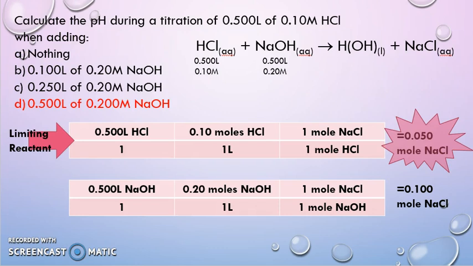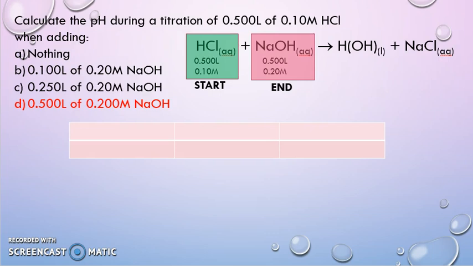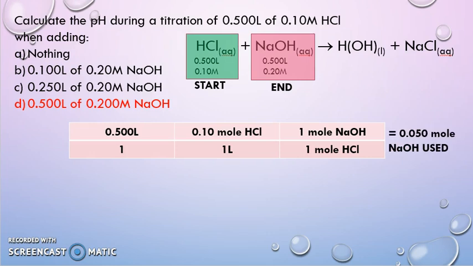Okay, well what that means is that my problem here will start with my HCl and end with my NaOH. So let's wipe the slate clean and let's do this calculation. Let's figure out how many moles of NaOH I've used. So single stoichiometry problems start with that limiting reactant, the 0.500 liters of HCl, convert it into moles, and then convert from moles of limiting reactant, HCl, to moles of excess reactant, NaOH. You'll find out that you use 0.05 moles of NaOH.